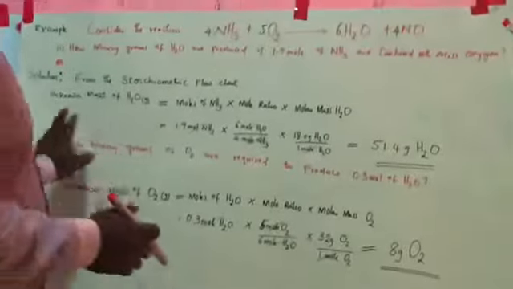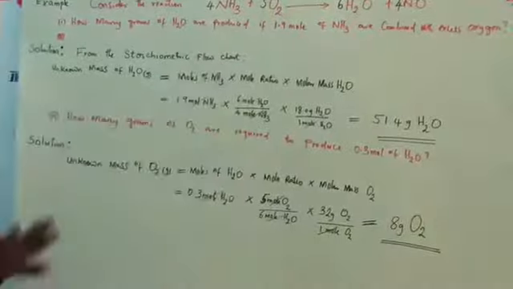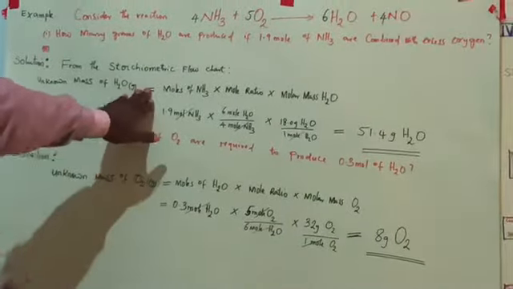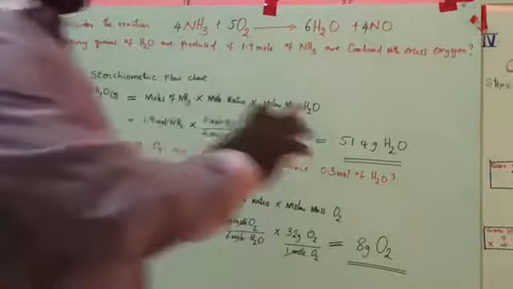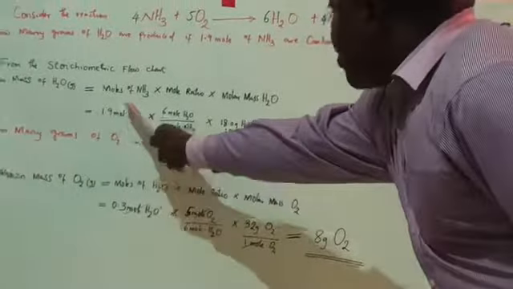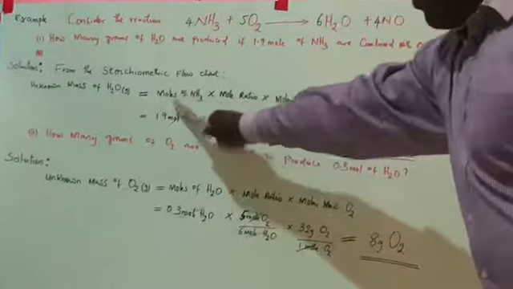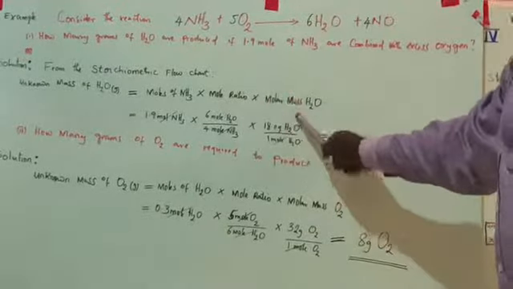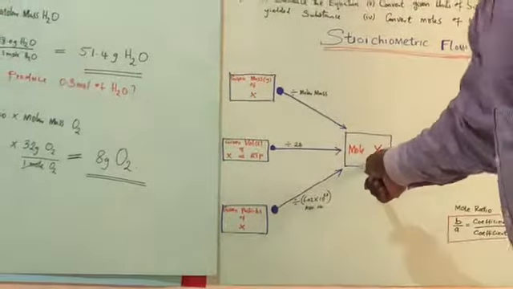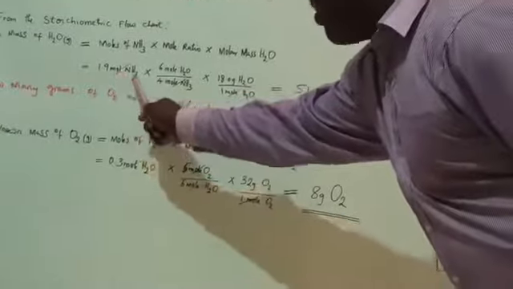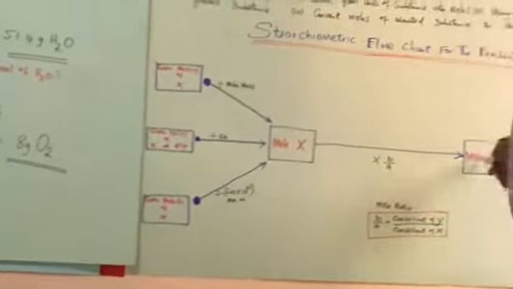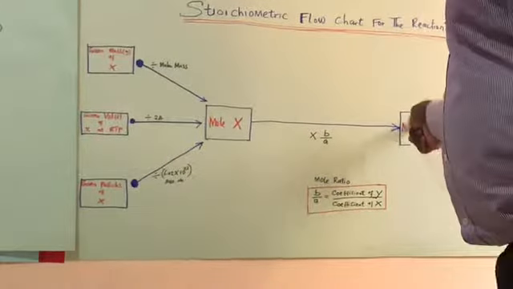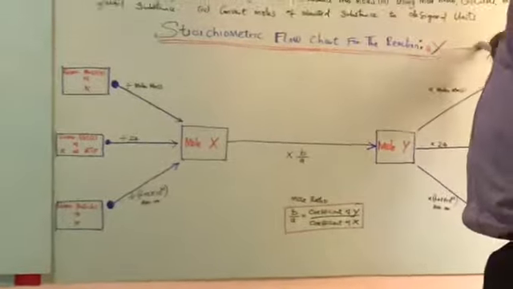The unknown mass of water is equal to what? The unknown mass of water is the moles of ammonia times the mole ratio times the molar mass of water. What is the moles of ammonia there? It is 1.9 moles of ammonia, times the mole ratio. We said the mole ratio is the coefficient of the product all over that of the reactant, B all over A.